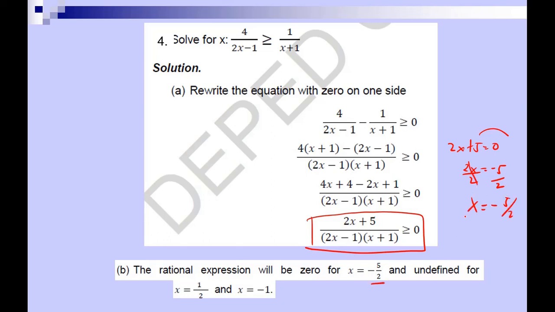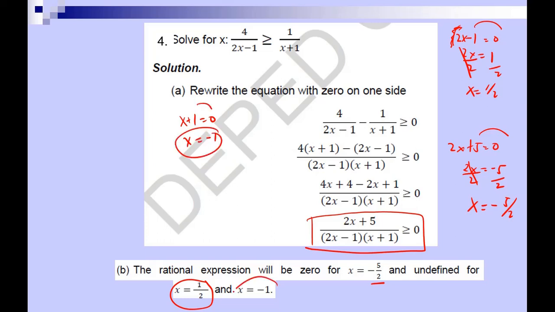This is it. And then the denominator, there are two factors. There are two parentheses here, so you should have two answers. So we have 2x minus 1 is equal to 0. 2x is equal to, transposing, positive 1, and then x is equal to 1 half. The other is x plus 1 is equal to 0, so x is equal to negative 1. So there are three values here that make the rational expression zero or undefined.